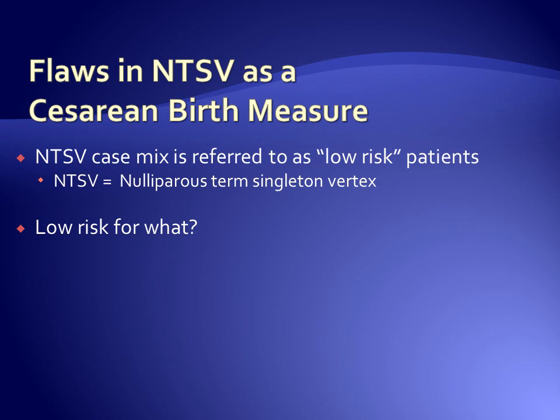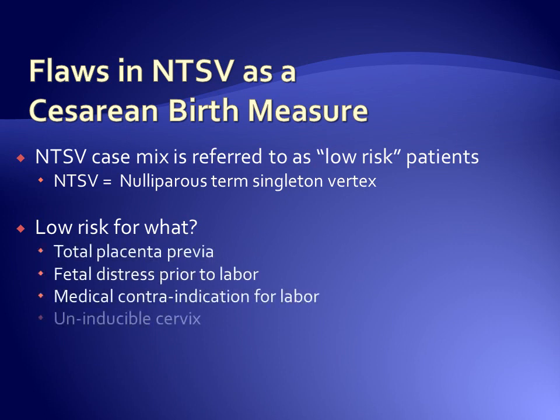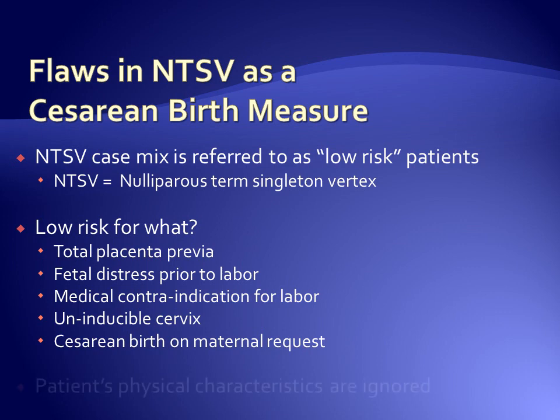The NTSV case mix is referred to as the cesarean birth measure for low-risk patients. But low risk for what? The NTSV case mix includes patients with placenta previa, fetal distress prior to labor, medical contraindication for labor, patients with an uninducible cervix, and women who request a cesarean birth. There is nothing low risk about patients with these diagnoses.